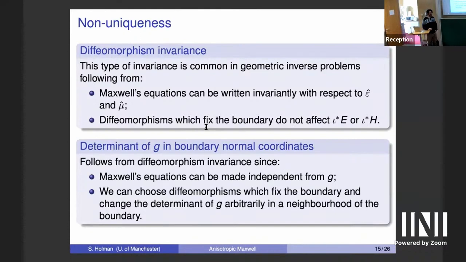Is it boundary normal coordinates with respect to the Euclidean metric? We'll have to pick one of the two. There are two metrics, epsilon hat and mu hat. You have to pick one of them, and then it costs you, the other one is more complicated. There's quite a lot of that in there. I could go on and describe it in detail, but maybe I should stop and think.